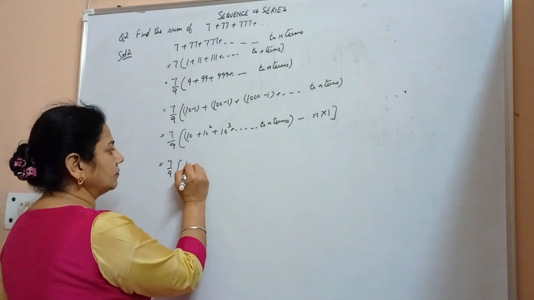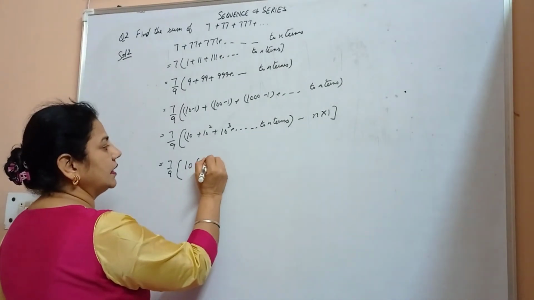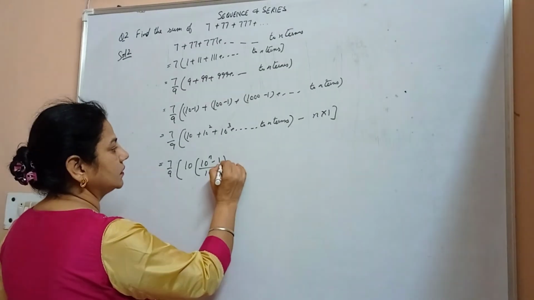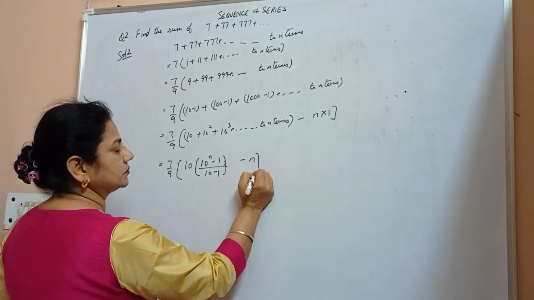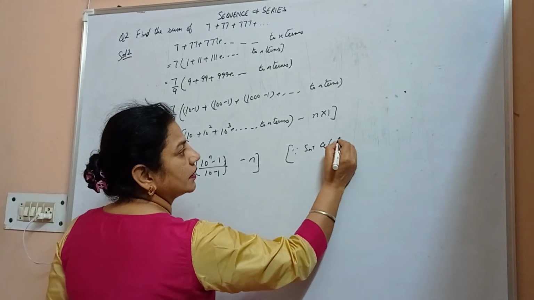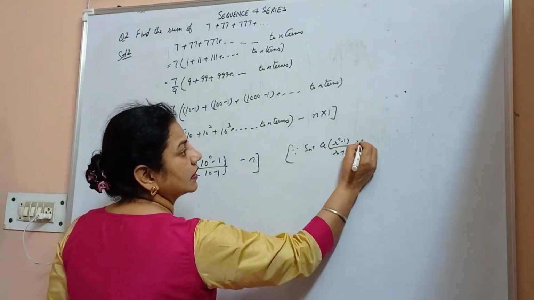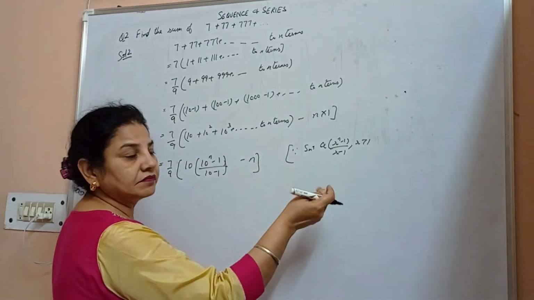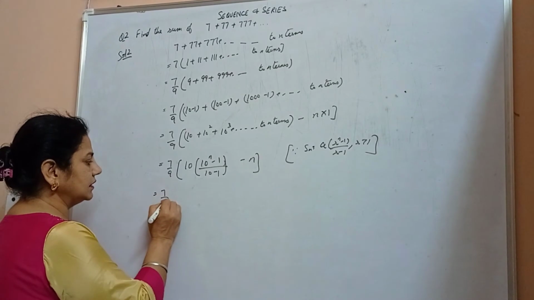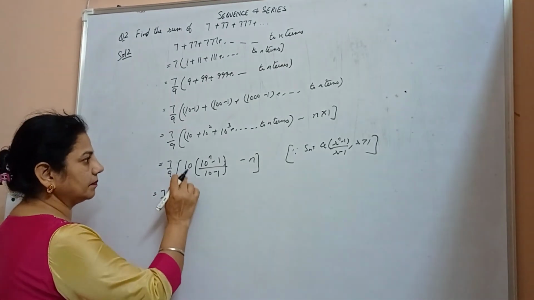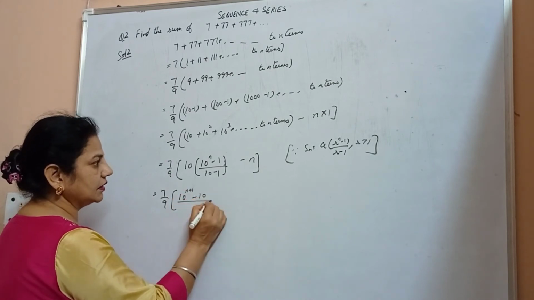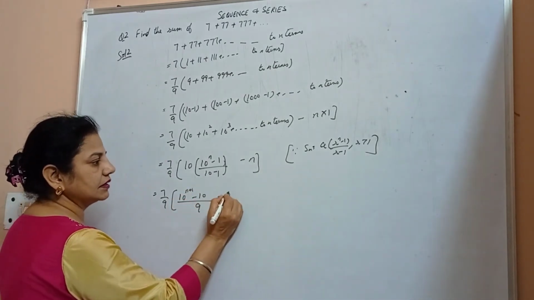So the formula will be: I will write 10 times (10^n minus 1) upon (10 minus 1), and minus n, because Sn is equal to a (r^n minus 1) upon (r minus 1) when r is greater than 1, and 10 is greater than 1. Therefore, we use this formula for the sum of n terms. So here we have 7 by 9 times [10 times (10^n minus 1) divided by (10 minus 1), which is 9, minus n].